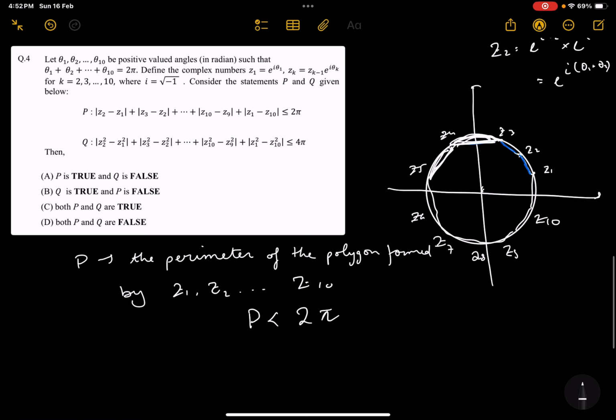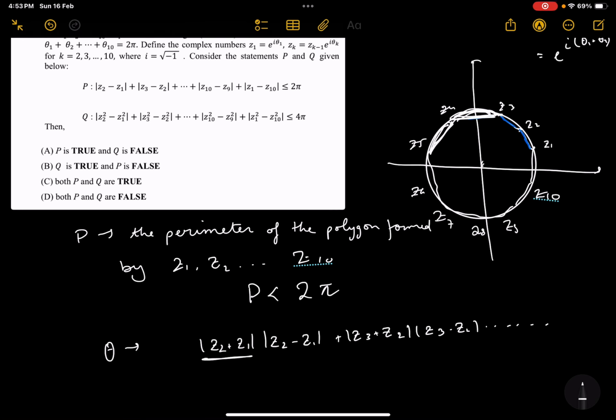And in Q we have the modulus of z2 plus z1 times the modulus of z2 minus z1, plus the modulus of z3 minus z2, and so on. Now note that the modulus of z2 plus z1, by the triangle inequality, is less than or equal to mod z1 plus mod z2, and both of these are 1, so this becomes 2.